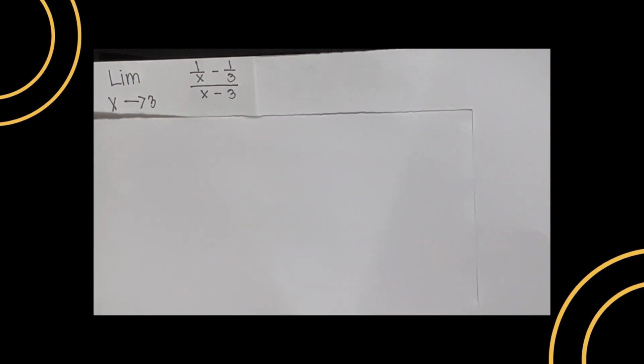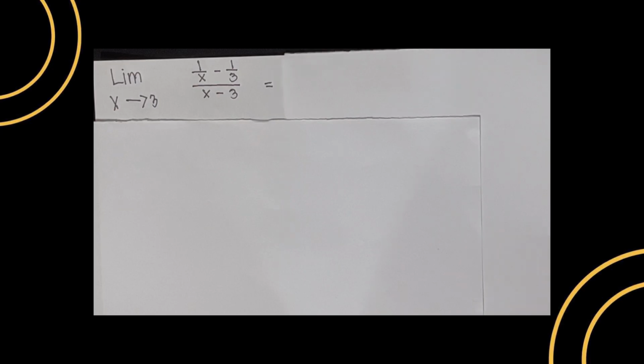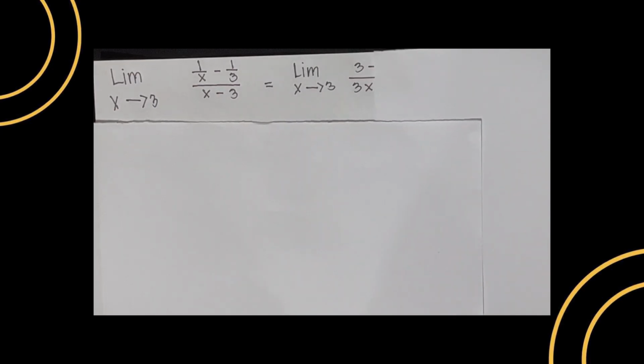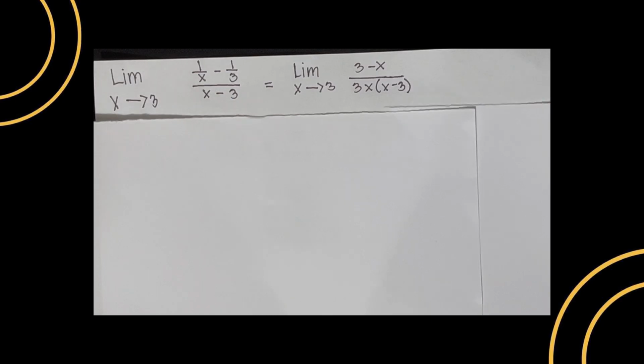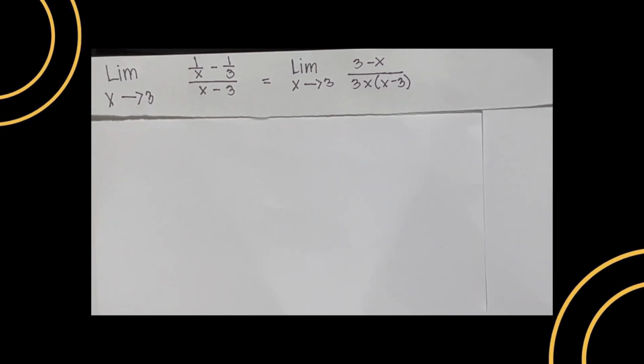So, what is the limit as x approaches 3 of 1 over x minus 1 over 3 divided by x minus 3? So, in this example, we have a complex fraction. If you get a complex fraction, what I recommend is to multiply the top and the bottom by the common denominator of those two fractions, that is by x and by 3. So I'm going to multiply the top and the bottom by 3x.